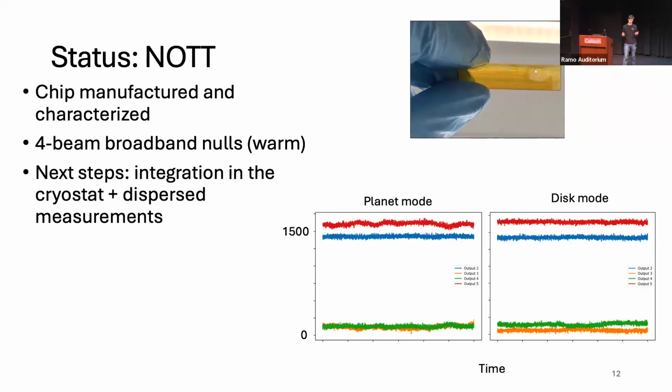Again, ongoing work, which they're actually doing this month, is some integration in the cryostat to get things down to the cold temperatures that are needed, and to also do this with some spectral dispersion.